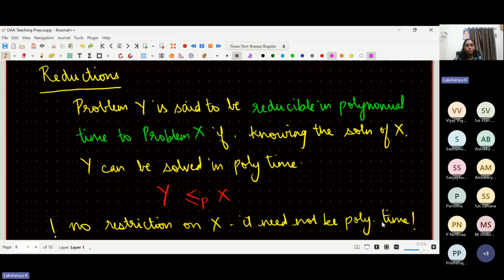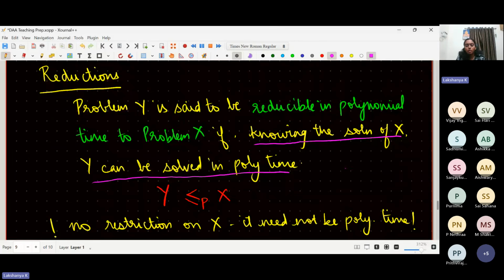That is a difficult problem. I don't know what to do. I have to find someone to ask, or I have to figure something out. But once I reach the 10th floor, I simply need to press a button on an elevator and I will go to the 12th floor, right? So knowing the solution of x, knowing how to get to the 10th floor, y can be solved in polynomial time. So knowing how to get to the 10th floor, I can reach the 12th floor in polynomial time.